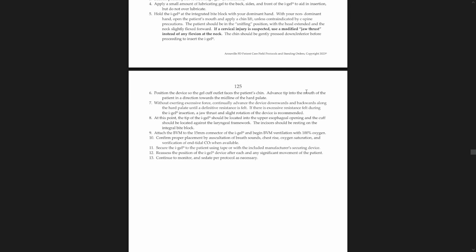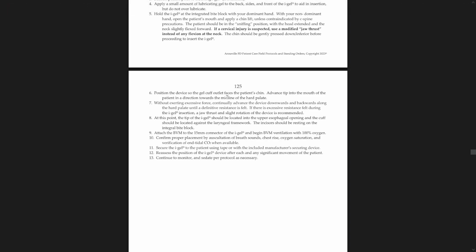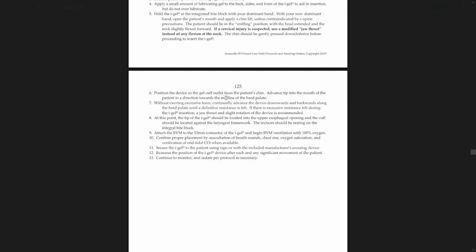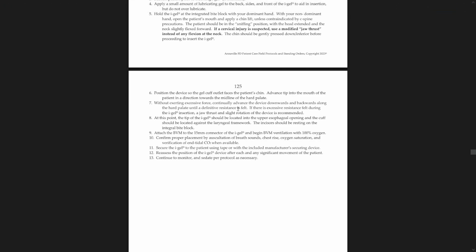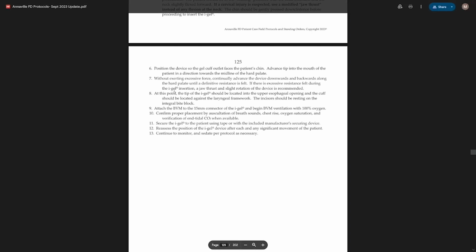Advance the tip into the mouth of the patient in a direction towards the midline of the hard palate. Without exerting excessive force, continually advance the device downwards and backwards along the hard palate until a definitive resistance is felt. If there is excessive resistance felt during the i-gel insertion, a jaw thrust and slight rotation of the device is recommended. At this point, the tip of the i-gel should be located in the upper esophageal opening, and the cuff should be located against the laryngeal framework.